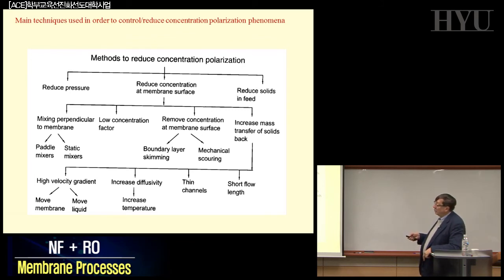The other way is to reduce the concentration at the membrane surface, and there are different ways of doing this. You can just mix, stir the solution. You can remove the concentration by boundary layer skimming, by mechanical scouring in some cases, etc. Or you can reduce the solid feed. That means reduce concentration, basically.